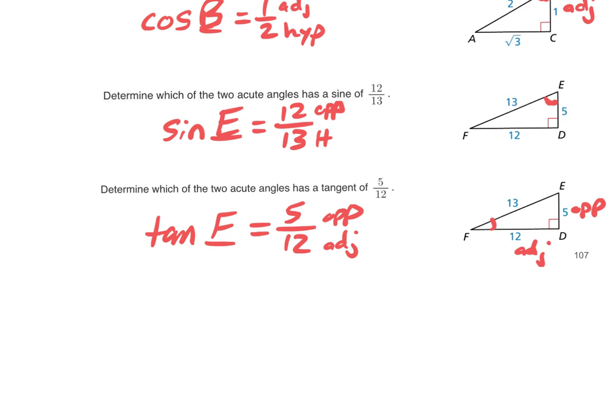So we're using the trig function and the ratio that we're given to figure out which angle we're talking about. Okay, the reason that's a big deal is because today what we're going to do is find missing angles.